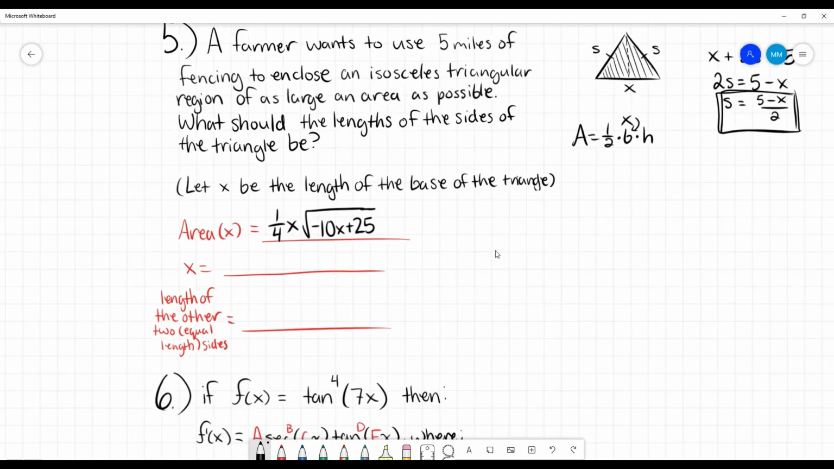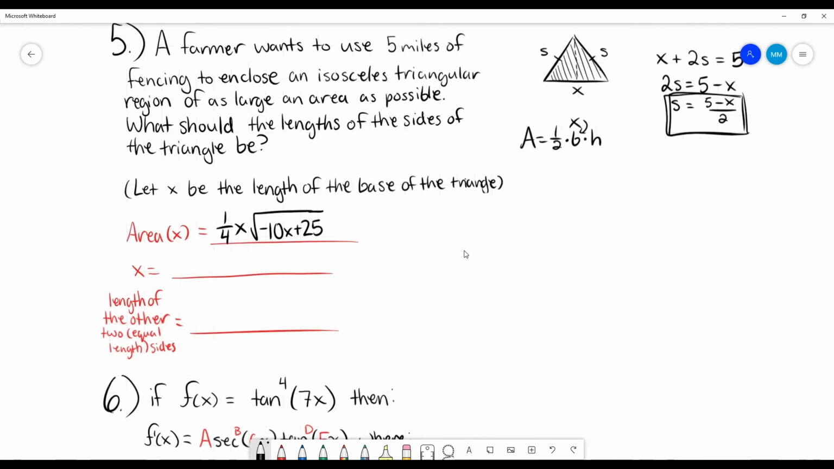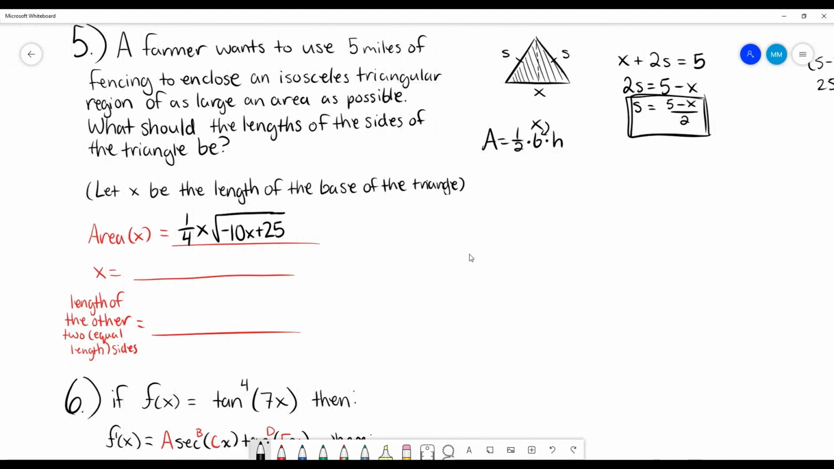Okay, so now what we need to find is, well, we know that he wants it to be as large of an area as possible. So we want to know at what x value this area is going to be at its maximum. And we know how to find the maximum of a function because we've just done that a bunch, right? So we're going to take the derivative of this.